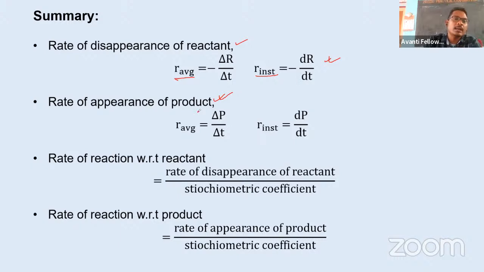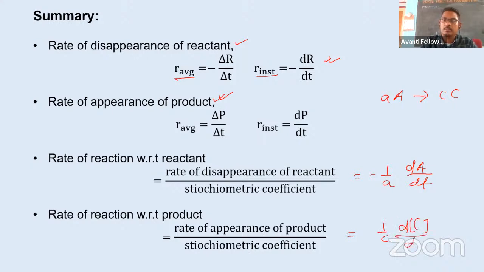Okay. And we can write rate of the reaction with respect to this one like this. Rate of disappearance of reactant by stoichiometric coefficient. Okay, I hope you understood this. Suppose we have A converted into C, then we can write here minus 1 by A dA by dt, and product can be written 1 by C dC by dt. I hope everyone understood this.